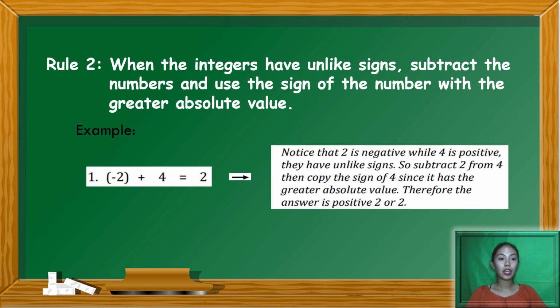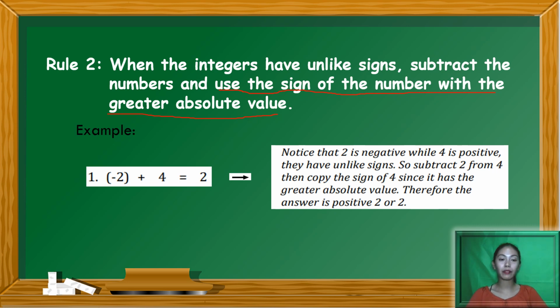Now let's proceed to rule number 2. When the integers have unlike signs, so when you say unlike signs, it's either positive plus negative or negative plus positive. Subtract the numbers and use the sign of the number with the greater absolute value. Again, if the signs are unlike, we will just subtract the numbers.